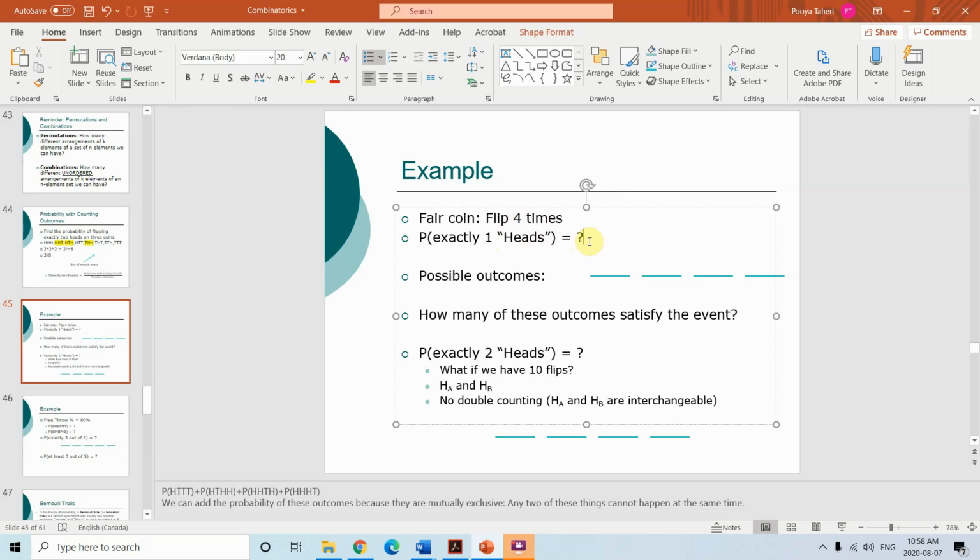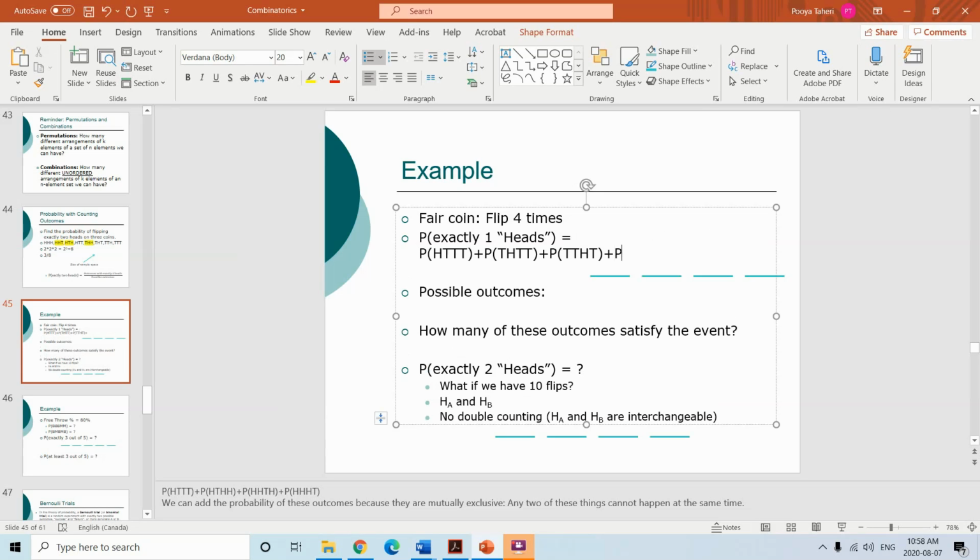So this is basically the same as the probability of having this sequence, or this sequence, or this sequence, and finally this sequence.